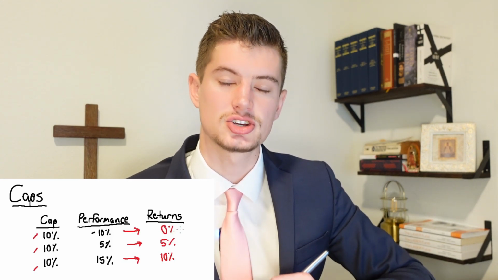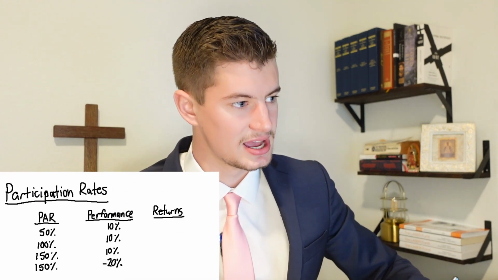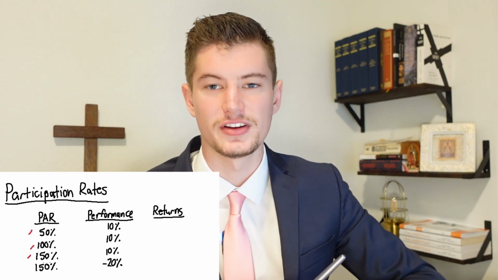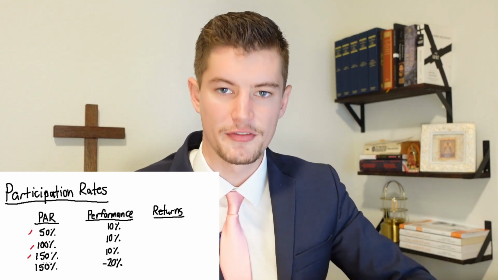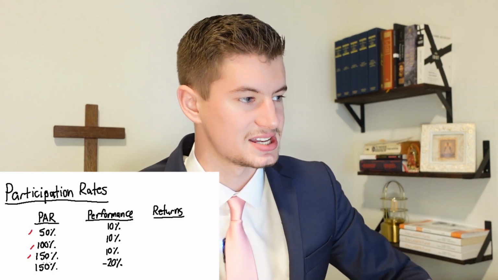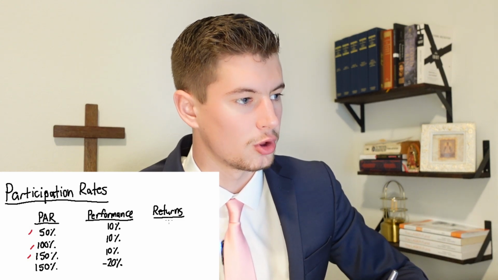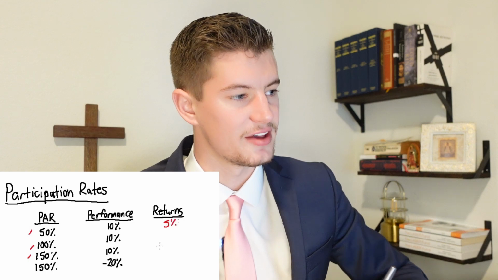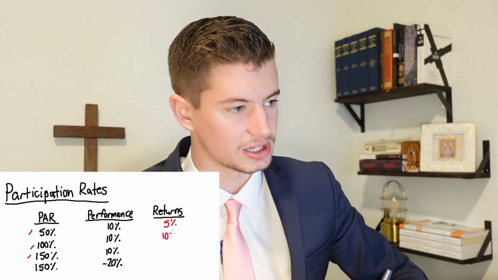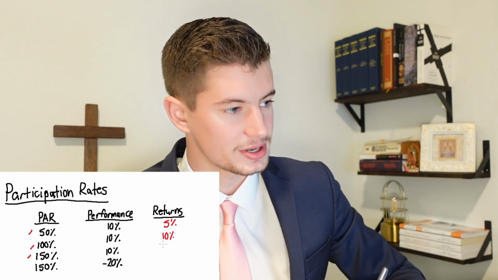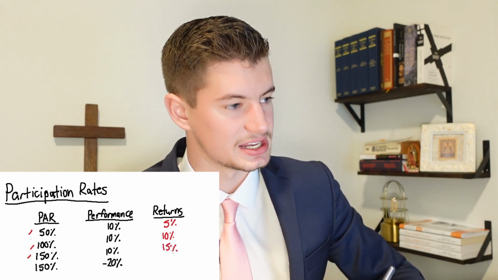Now, the participation rates, these are a little different. Let's say that you had a participation rate of 50, 100, or 150%. This is the percentage of the performance that you will get credited. So if the performance was 10% in the 50% par rate example, you're only going to get half of the 10%, you get 5. If it's 100%, of course, you'll get the full thing, you get the 10%. If it's 150% of the performance, in this case, you would get 15%.